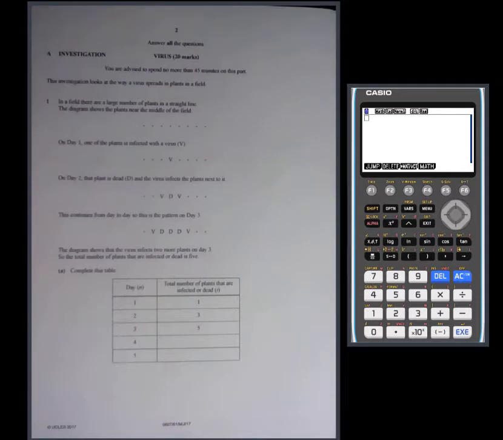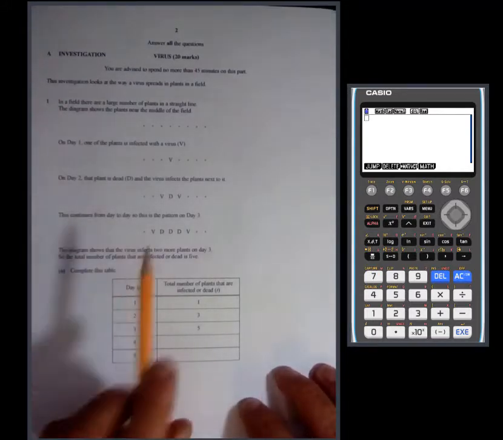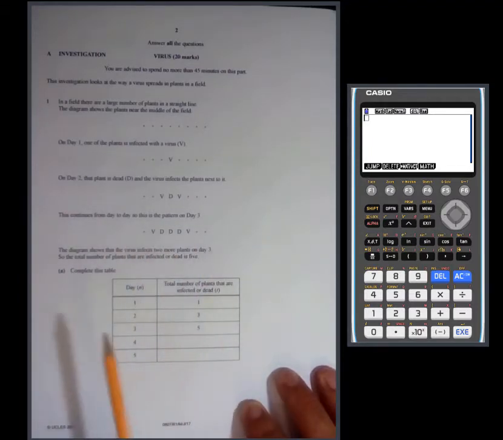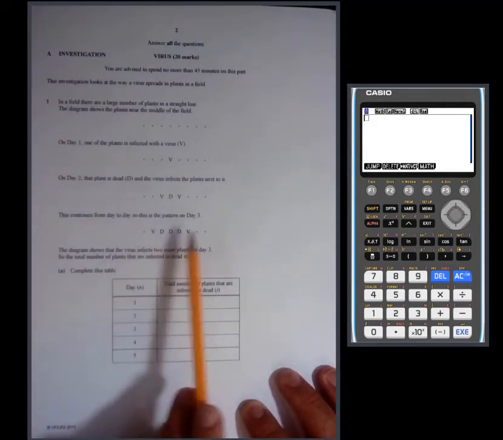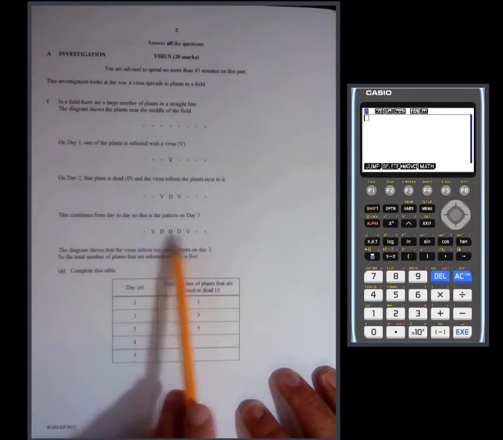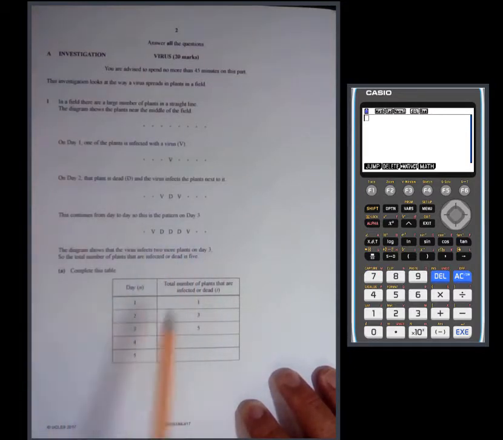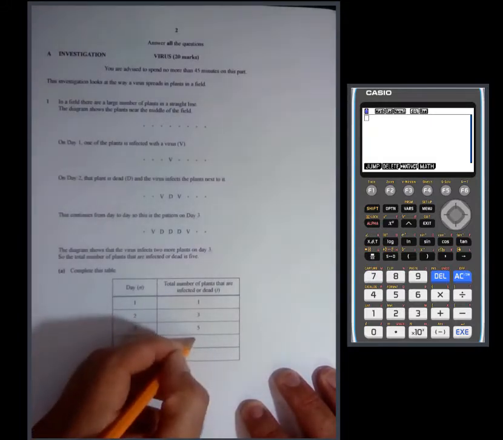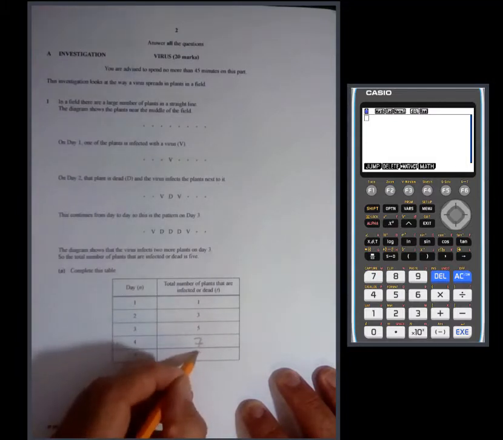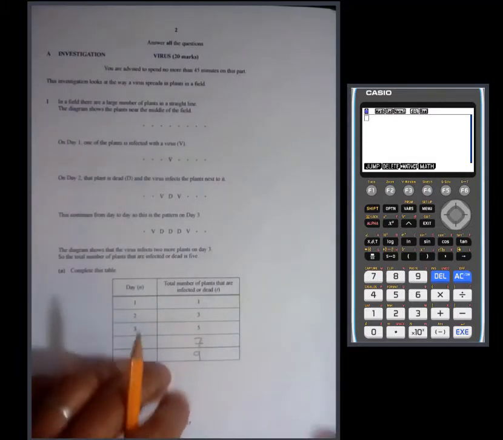So just looking at, I mean, you can draw a little sketch if you like, but each day you just get 2 more. This is only looking for the number that are infected or dead. So every day 2 more are infected. The next day these 2 will have the virus and these will be dead, but they're classed as infected or dead. So every time it's +2, +2, +2, +2. So on day 4 you're going to have 7 plants infected or dead, and day 5 you will have 9 plants that are infected or dead.